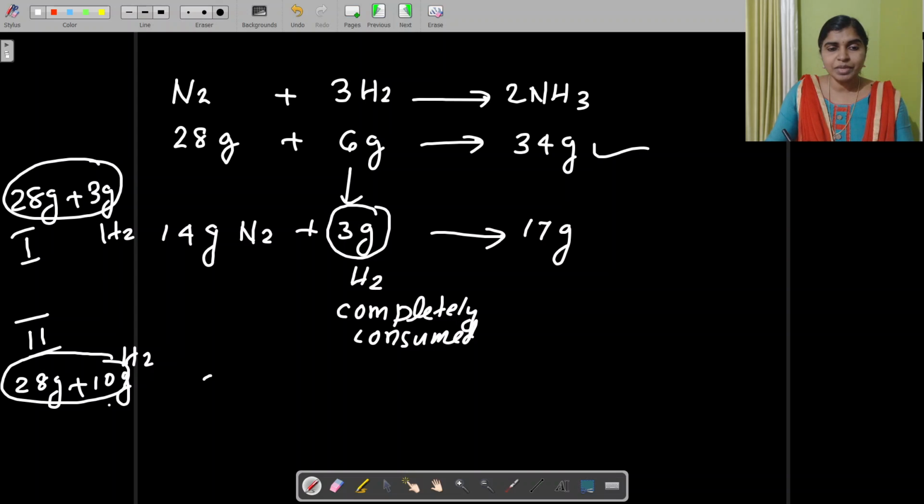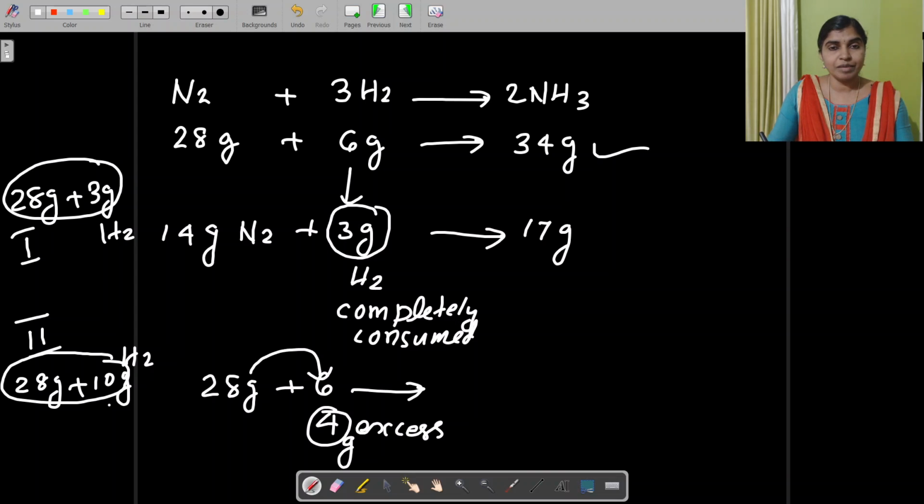So the 28 gram can react with only 6 grams. And what about the 4 grams? The 4 grams remain in the reaction mixture without reacting. So this amount is present in excess, 4 grams in excess. So this 28 gram reacts with the 6 grams of hydrogen and it produces 34 grams of ammonia. So here 4 grams of hydrogen is in excess. What about the nitrogen? That is completely consumed.